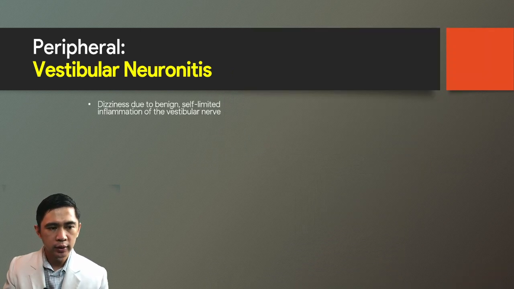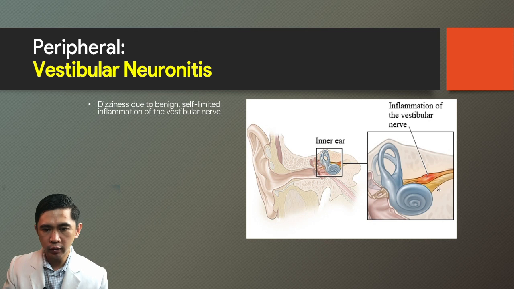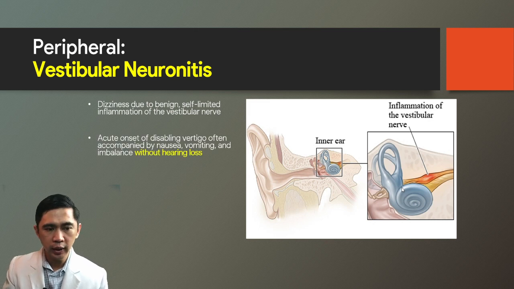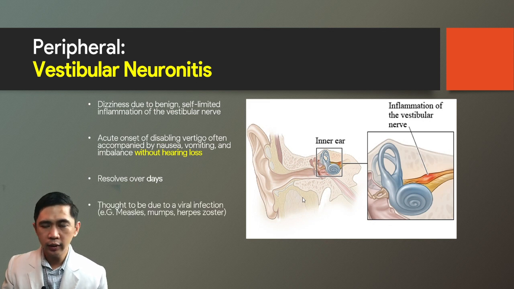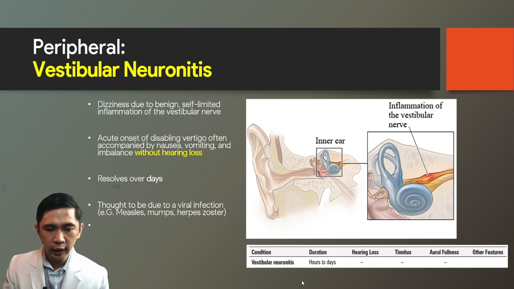Vestibular neuronitis. This is dizziness due to a benign self-limited inflammation of the vestibular nerve. This is the vestibular nerve, this is the cochlear nerve. If you have inflammation of the vestibular nerve, you will have dizziness. This is an acute onset of disabling vertigo, often accompanied by nausea, vomiting, and imbalance without hearing loss. Since only the vestibular nerve is affected, the cochlear nerve is usually spared, so there is no hearing loss. It resolves over days and is thought to be due to a viral infection such as measles, mumps, and herpes zoster. So vestibular neuronitis lasts hours to days but doesn't have hearing loss, tinnitus, or aural fullness.